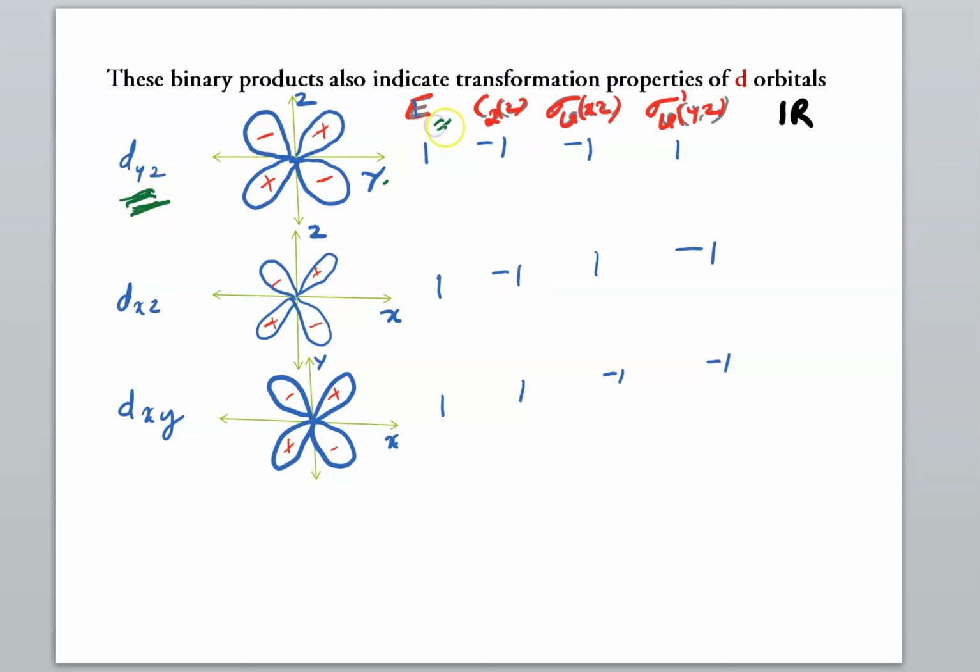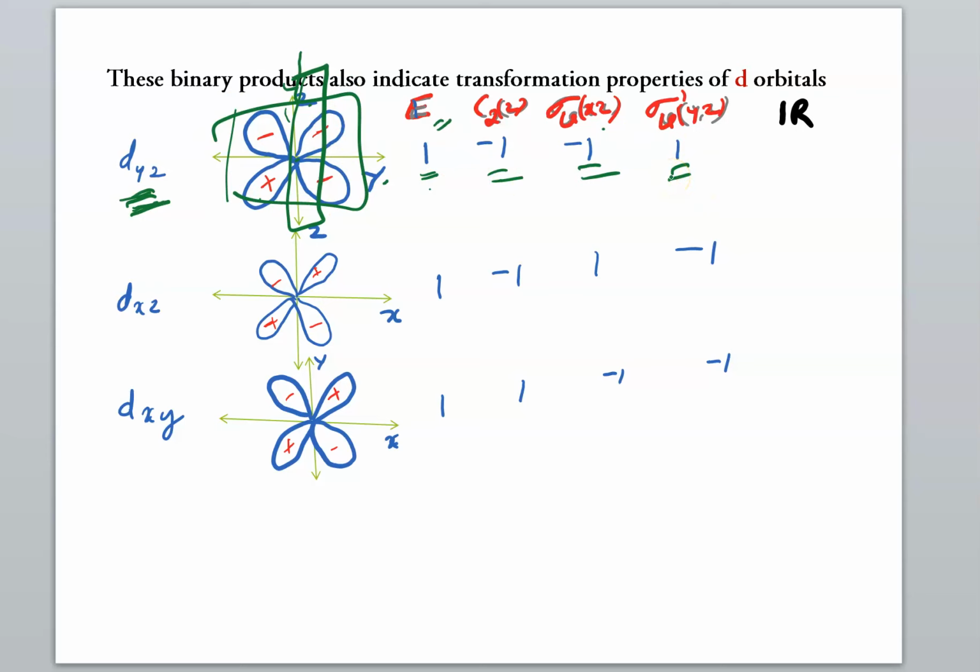Then operation E, no change, 1. C2z, this is the z-axis. On the C2z operation, that is rotating through this axis, this plus becomes here, minus becomes here, minus here, this plus here. Plus and minus interchange. Therefore, it is minus 1. Sigma v xz: the xz plane is perpendicular to this one. This is y, this is z. Therefore, x is perpendicular, so plus and minus interchange. Therefore, minus 1. Sigma v yz: yz is this plane. No change. Therefore, 1. Therefore, 1, minus 1, minus 1, 1.